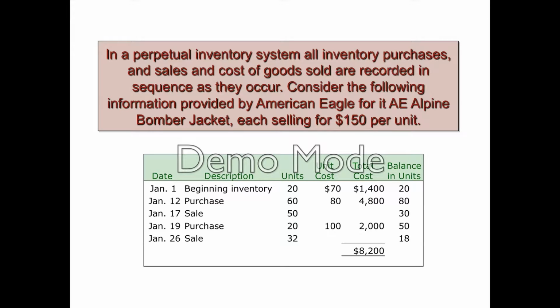This video explains the garage technique of accounting for the FIFO and LIFO methods of costing inventory, as well as the T-account technique of accounting for the weighted average method. Here are the data we will use for this demonstration. Note the $8,200 of goods available for sale.